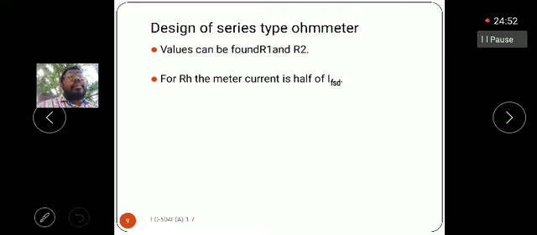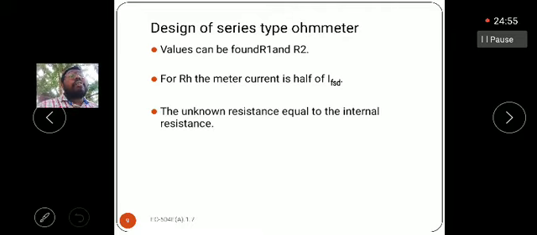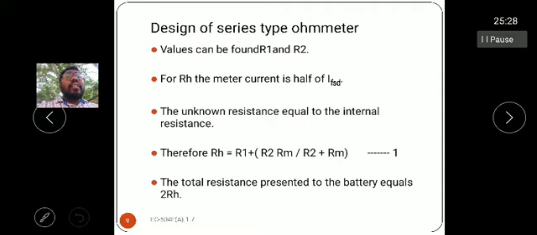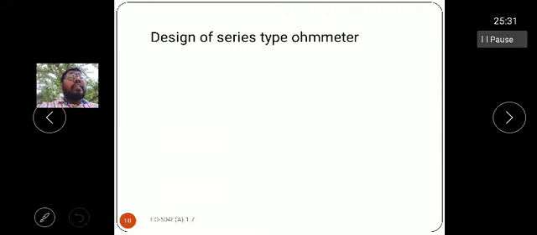For RH, the meter current is half of the full scale deflection current. The unknown resistance is equal to the internal resistance. Therefore, RH is equal to R1 plus R2 into Rm by R2 plus Rm. First we have to find RH, and based on that we find the resistances R1 and R2, so we can easily design this series type ohmmeter. The total resistance presented to the battery is equal to 2 RH.